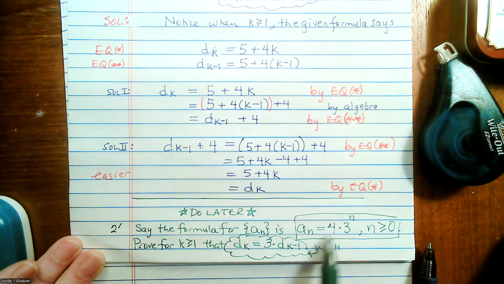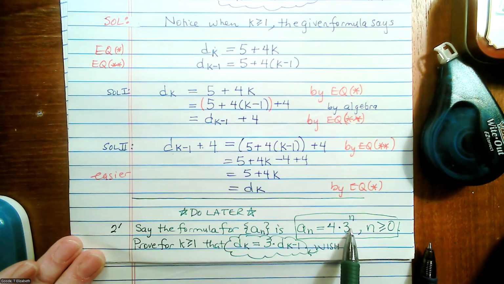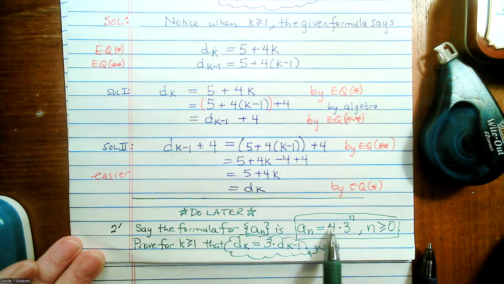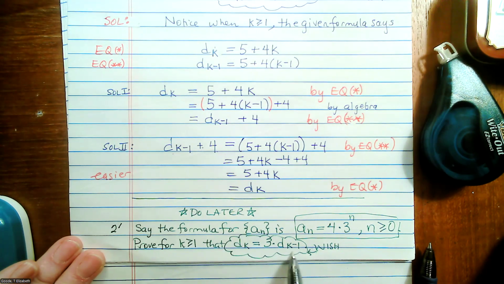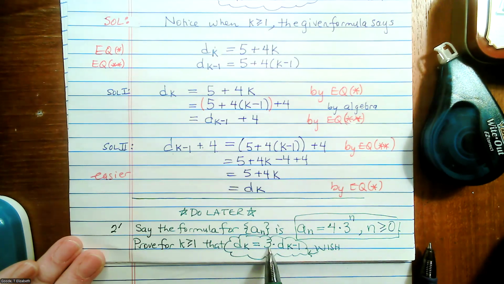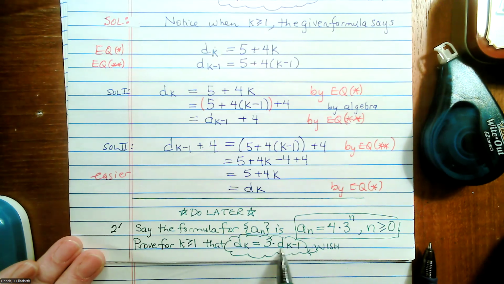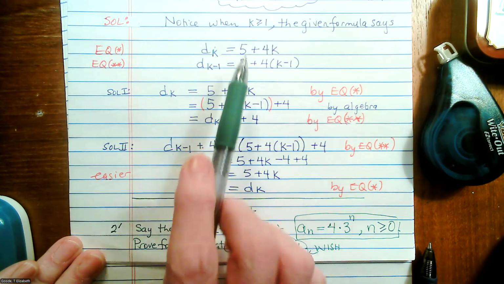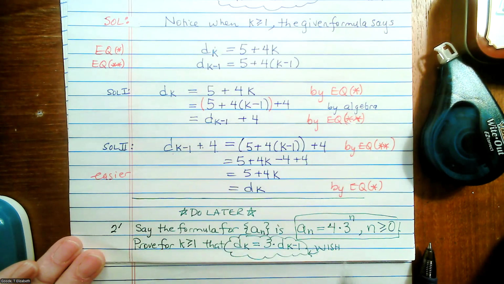So this is a geometric sequence. Do you see what the common ratio is? We're multiplying over and over and over again by what value? 3. And so that makes sense that d sub k would be 3 times the prior term. So you can practice the algebra for that. And you can just make up another one of these for yourself.